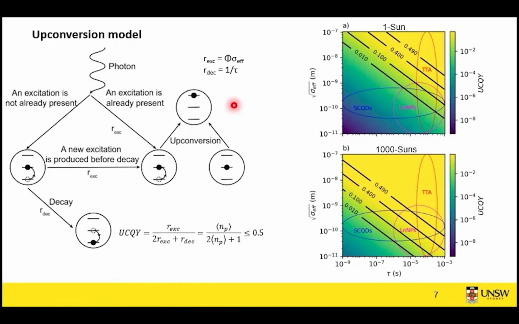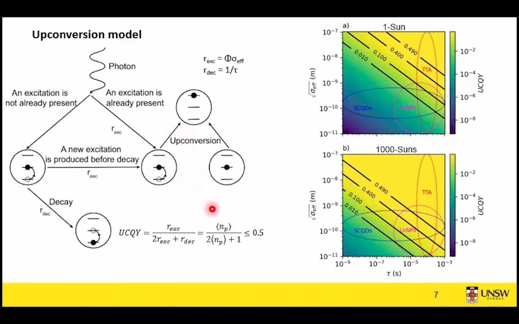Next, we would like to relate this average NP to some measure of efficiency. We do this for upconversion by using this general model. We define an excitation rate and a decay rate using the parameters we've been discussing, and we assume that any intermediate energy processes are 100% efficient and instantaneous. And we also assume instantaneous upconversion when two excitations are present.